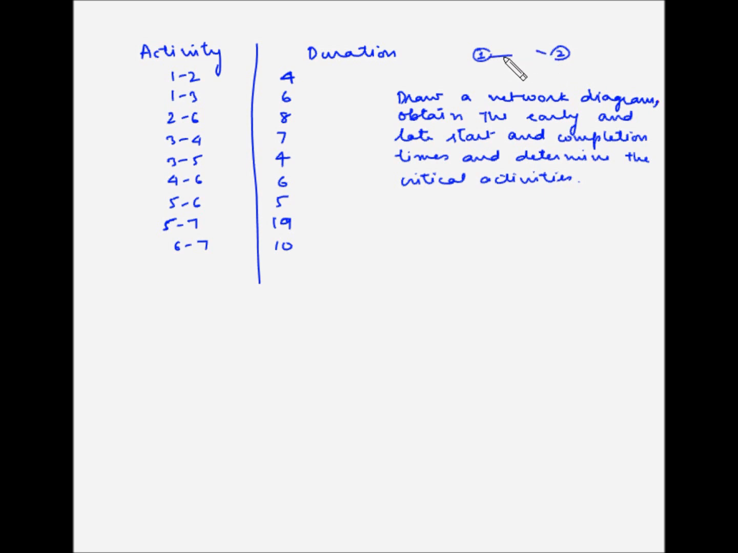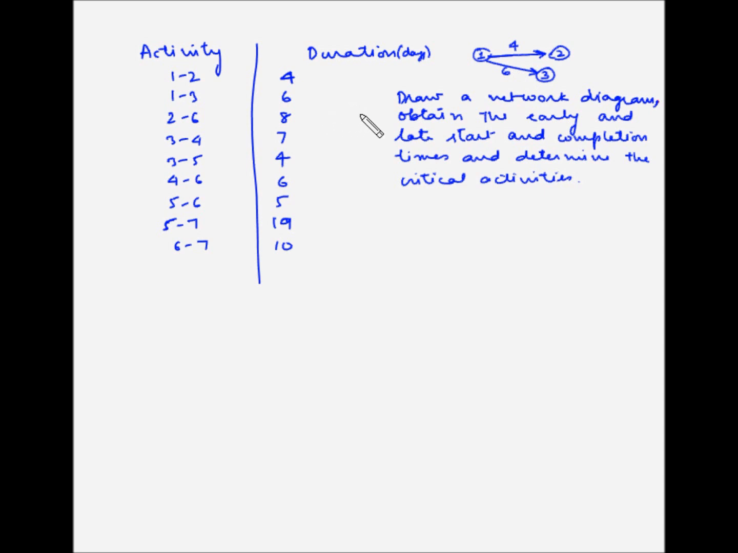So this is the activity, and for this activity the duration has been given as 4 days. So this is 4. Similarly, 1 to 3 has a duration of 6 days. So from the first node, the activity going to the third node has a duration of 6 days.